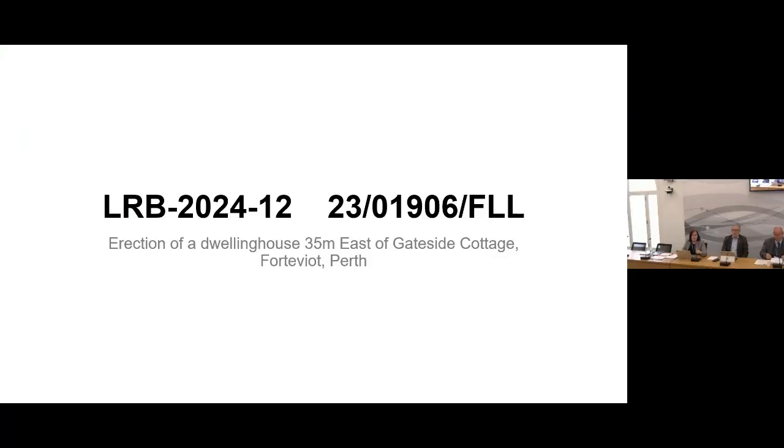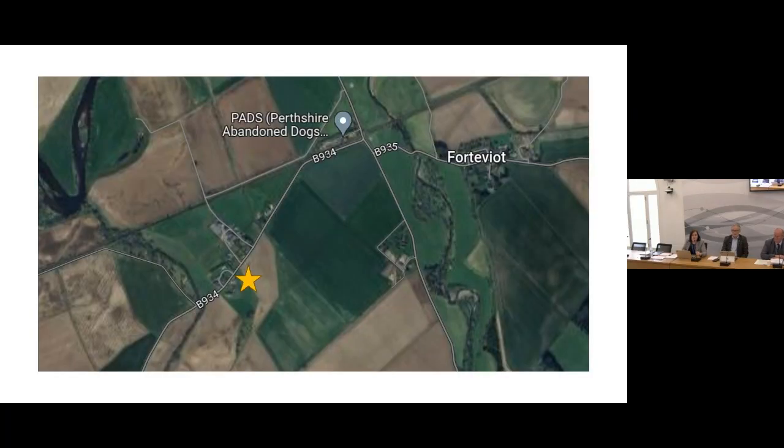Thank you, convener. So this is the appeal site here, highlighted where the yellow star is. You can see Forteviot there to the east and some other houses and development around the application site. Next slide, please.